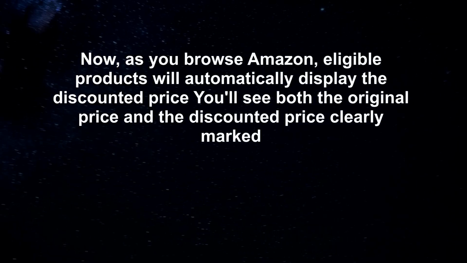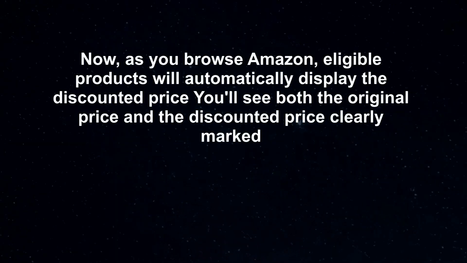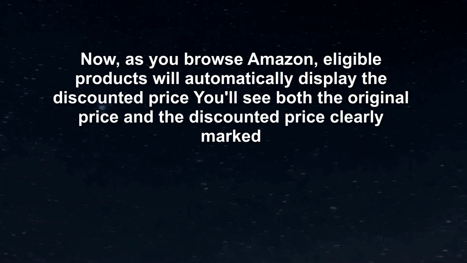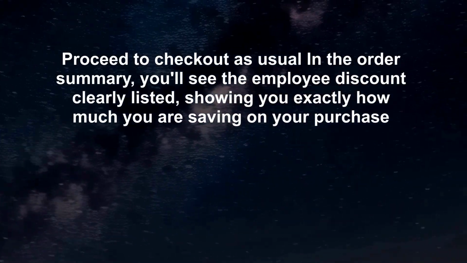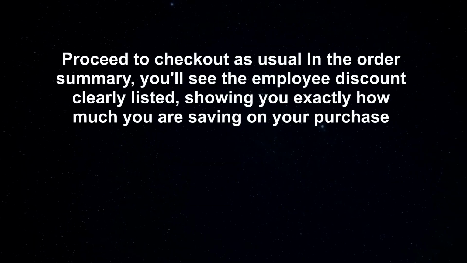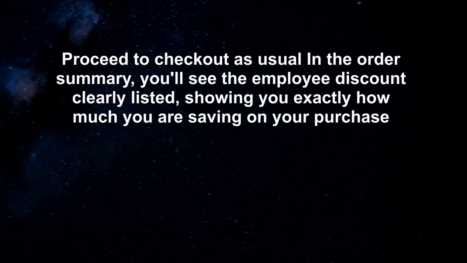Now, as you browse Amazon, eligible products will automatically display the discounted price. You'll see both the original price and the discounted price clearly marked. Proceed to checkout as usual. In the order summary, you'll see the employee discount clearly listed, showing you exactly how much you are saving on your purchase.